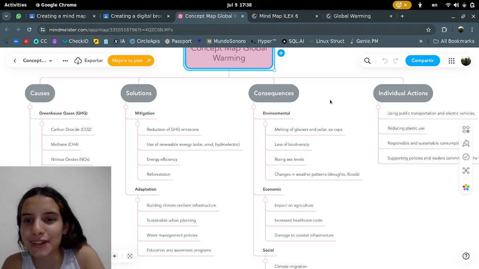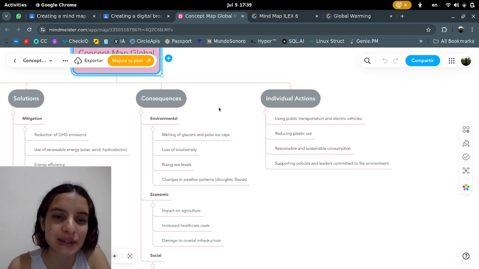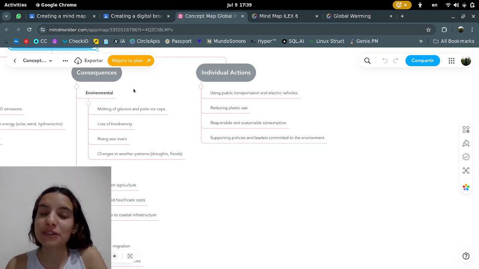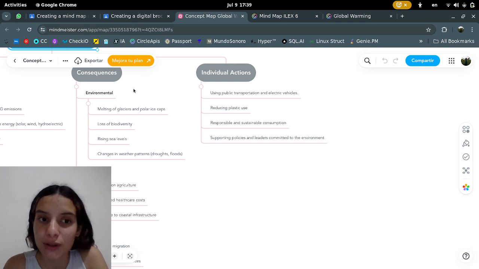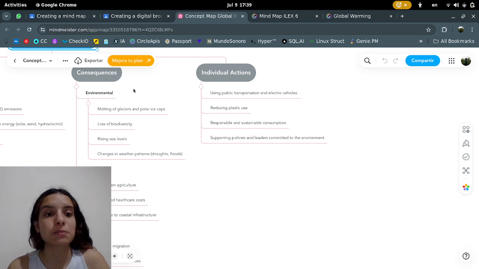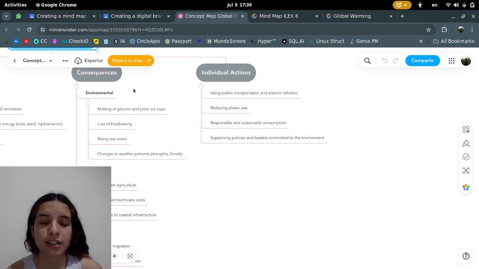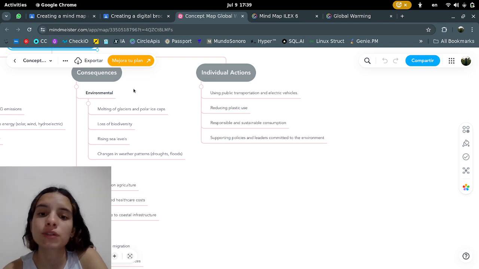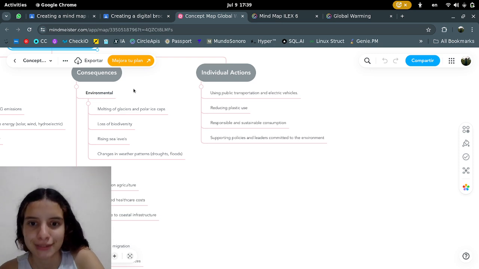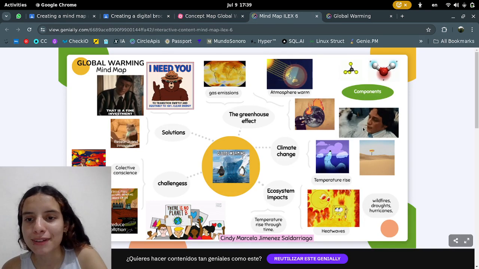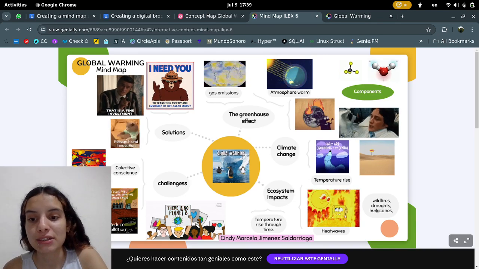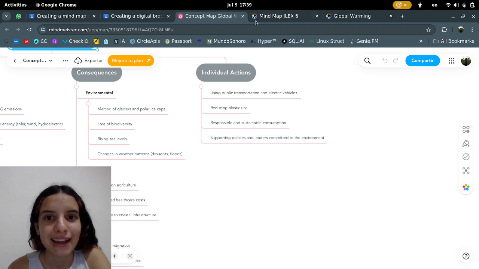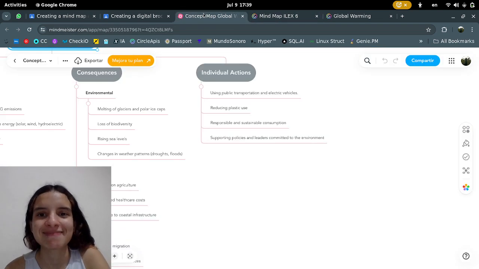Okay, but before that, the consequences come first. The main consequences of global warming are environmental, economic, and social. Environmental includes effects such as glacier melting, polar ice caps, loss of biodiversity, rising sea levels, changing weather patterns, droughts, floods, heat waves, and you can see in the mind map for this: temperature rise, heat waves, wildfires, drought, hurricanes.